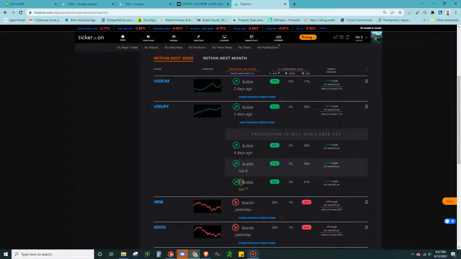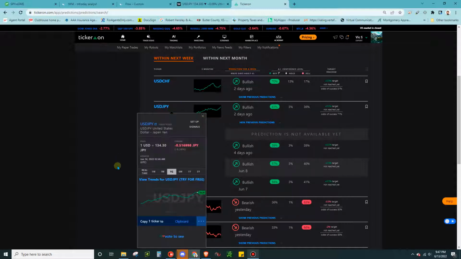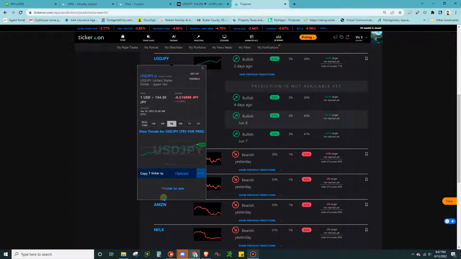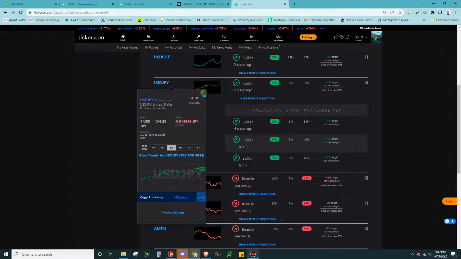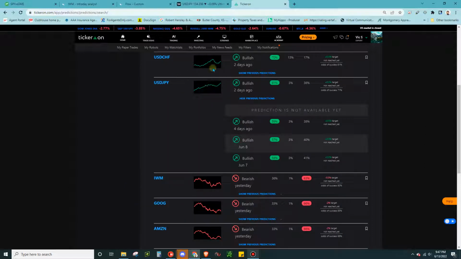Now, I don't trade Forex, but I will use it in my analysis of stuff, and whether or not I think there's a strength in the dollar. You're going to see a lot of these patterns and trend predictions pop up just because the relative strength of the dollar is higher. We'll see how this looks after FOMC.